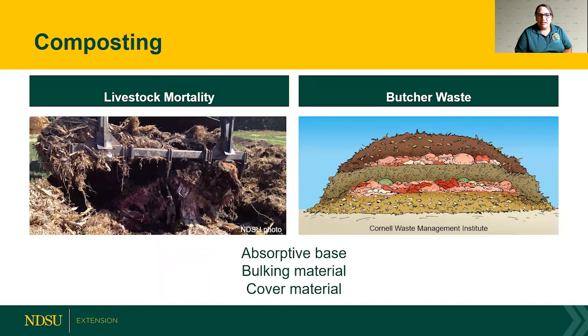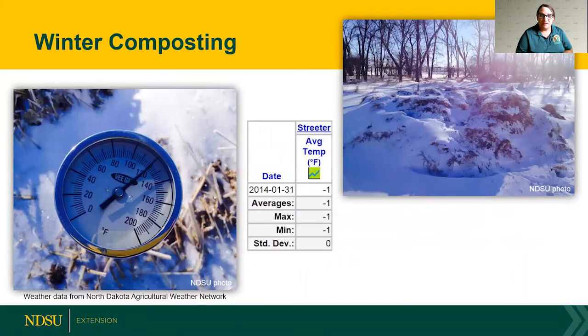So here you can see on the left, we have a livestock mortality, and on the right, we have butcher waste, what we would call offal. And so both of these processes, it's the same composting, one versus the other is the same. So we need absorptive base, we need bulking material, and we need cover material. And so we need the same type of materials for both processes. This is also something that can be done in the winter.